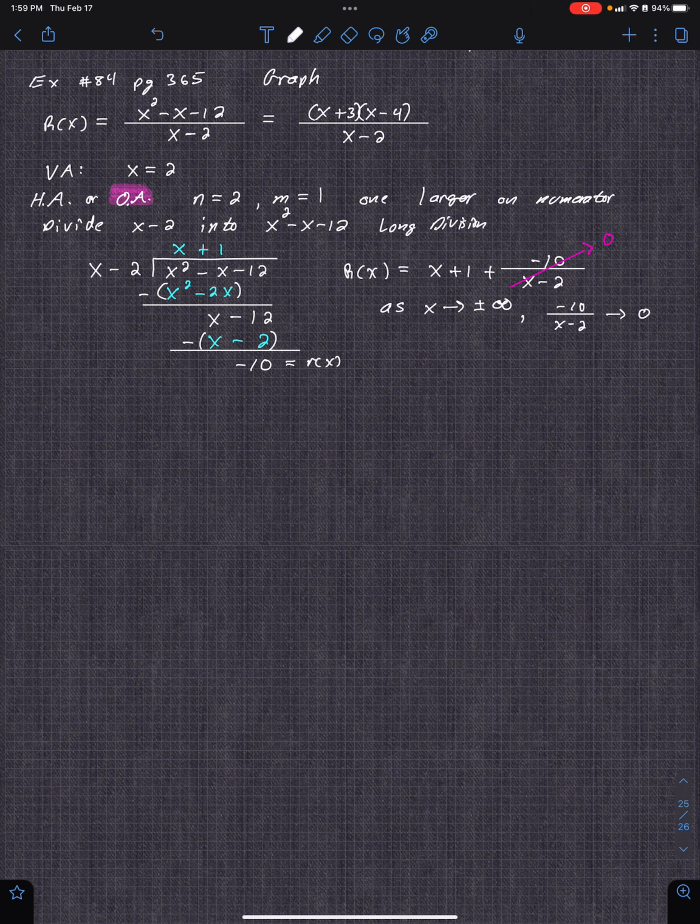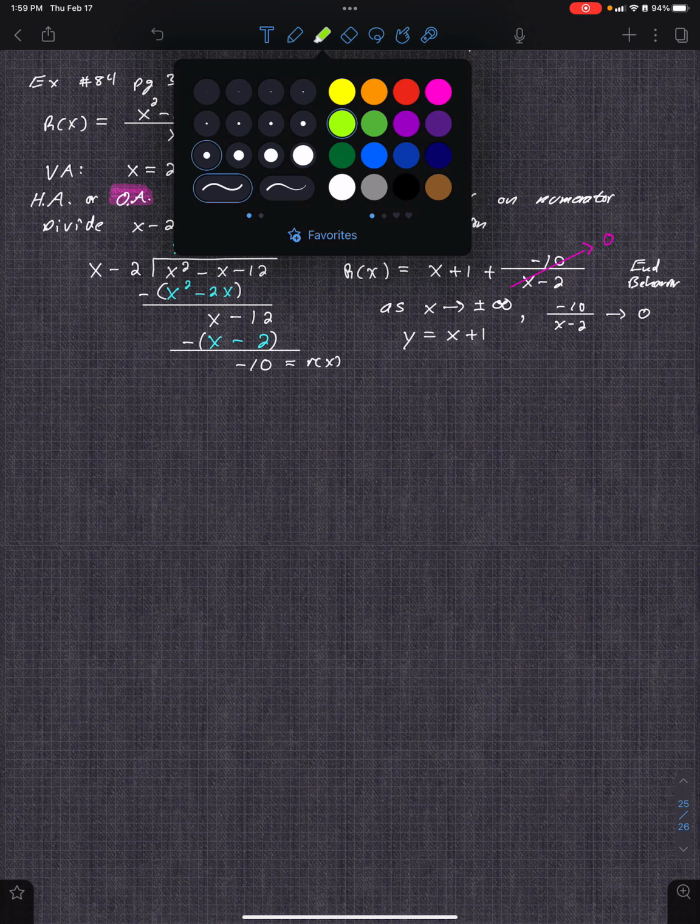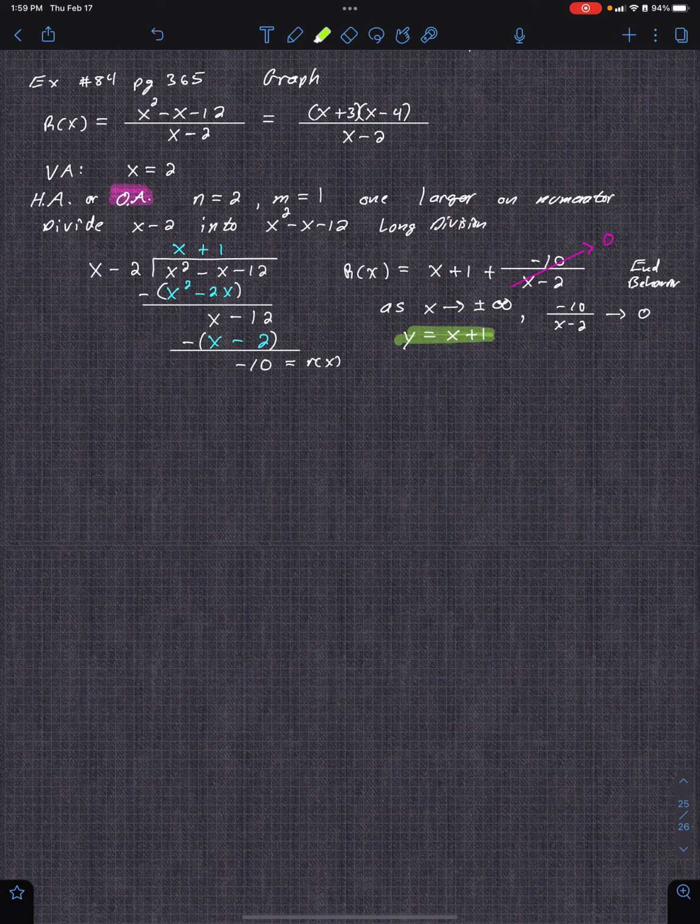So you end up, for large values of x, remember this is the end behavior again, what we end up getting is really the graph looks like y equals x plus 1. So this is what you're graphing then. This right here is your graph for your oblique asymptote. Okay, so we will get to that. We'll graph that in a second.